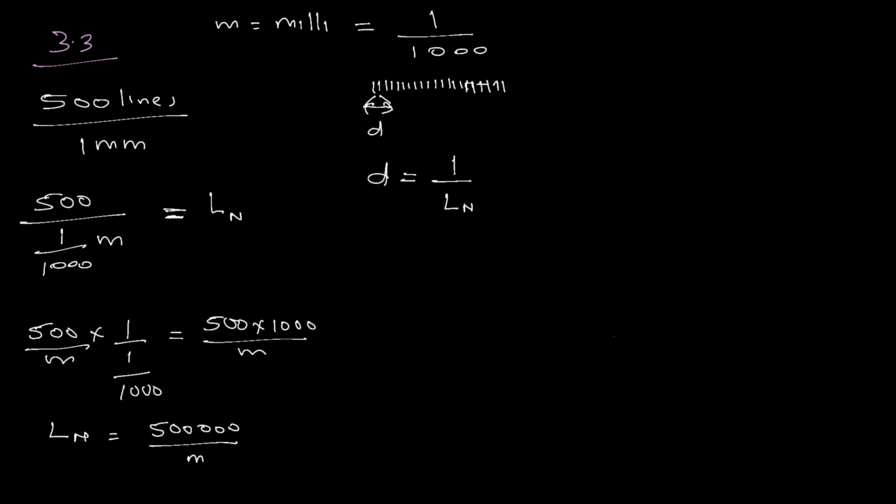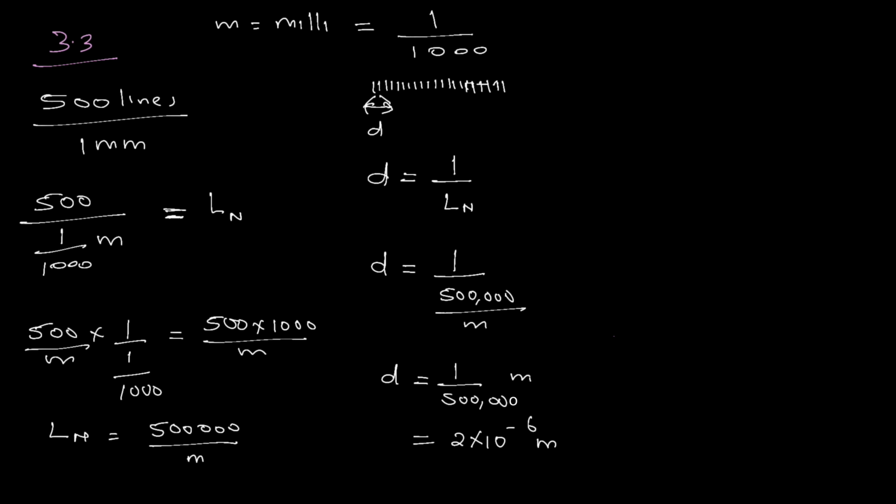Because, so let's just write it down. Why is that? Because the m will come up to the top, and that's the meters. So if you write D will be equal to 1 over 500,000 over meters, now you can see the meters will come up. So therefore D will be equal to 1 over 500,000 meters. And that makes sense, and that is 2 times 10 to the power minus 6 meters. So that's how we calculate the distance between the lines, and that's D.